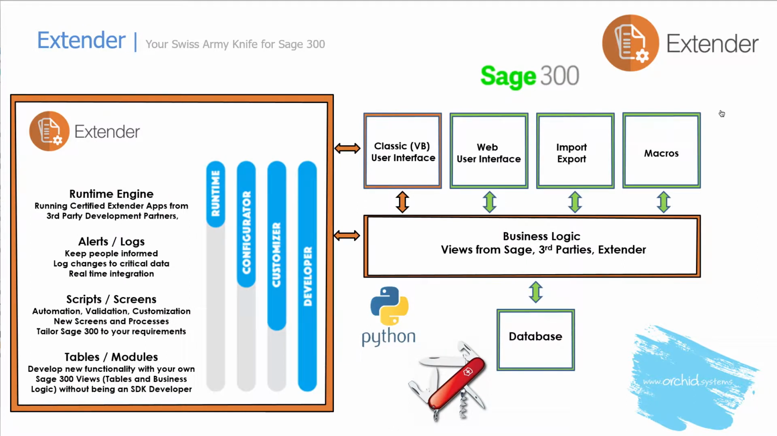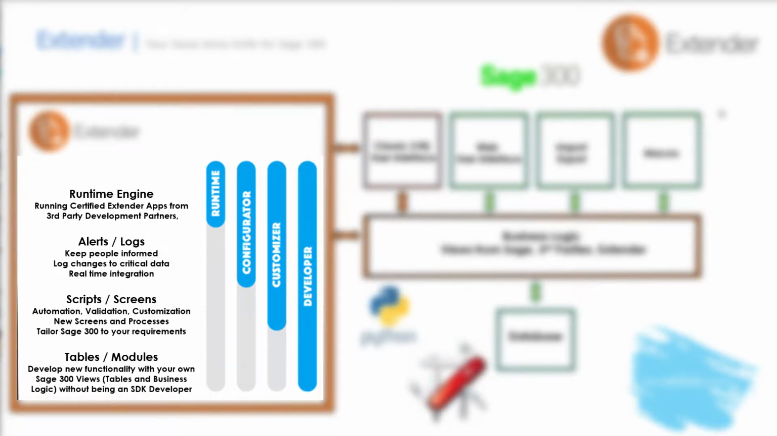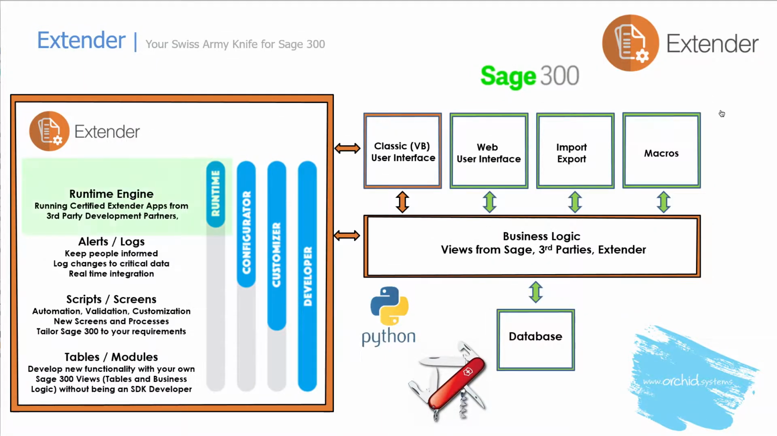Before I get into the training, let me just give you a quick overview of Extender. Extender comes in 4 editions: the Runtime, Configurator, Customizer, and Developer. The Runtime is geared at ISVs using Extender as the basis of their module, which they intend to deploy in multiple sites. But for individual customers, you would either use the Configurator, Customizer, or Developer edition, depending on their requirements.